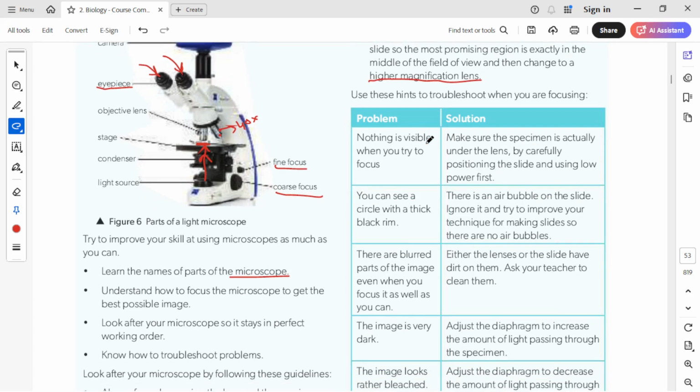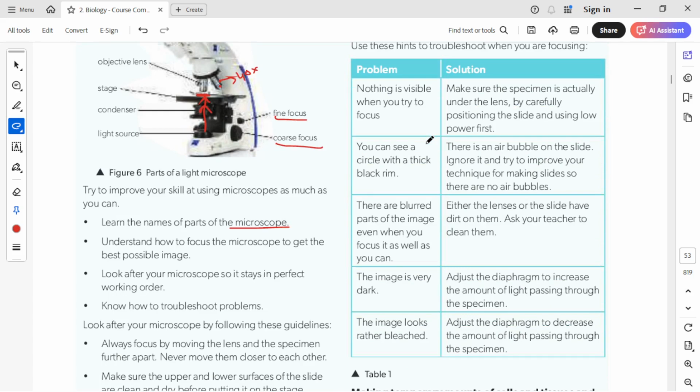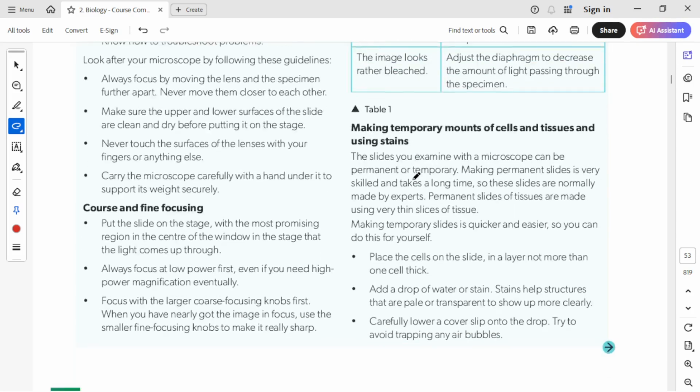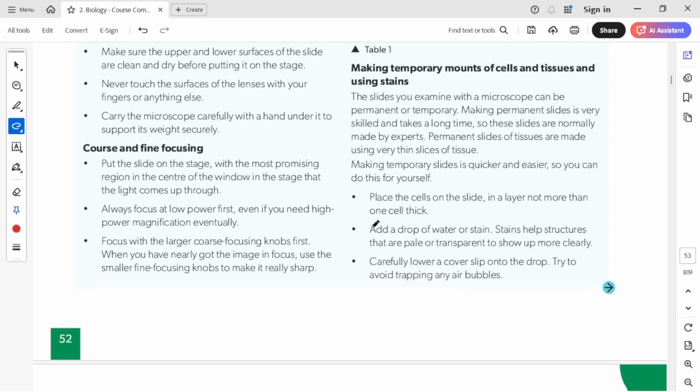So now there are certain problems that come while you see under a microscope, and these are the solutions given for it. So I think you can do this while doing the practical. Now, making a temporary mount of cells and tissues and using stains.